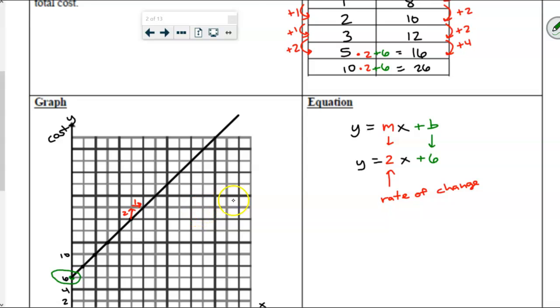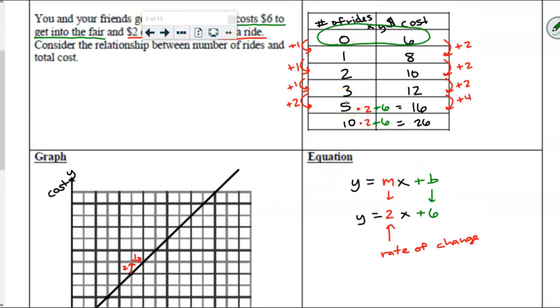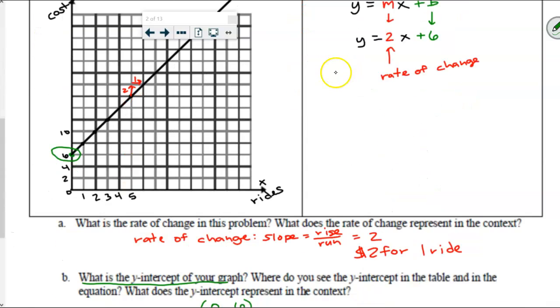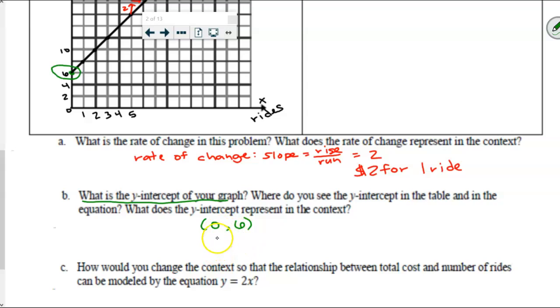Danielle? Yeah, it's the starting point for this. It's the entry fee. Costs $6 even if you're just going to enter and not ride any rides. So what does that really mean? It's our $6 entry fee. $6 to enter, even if we ride 0 rides. And I love how you made sense of it with the context. Why would it be 0 rides is still $6? Because it's an entry fee.